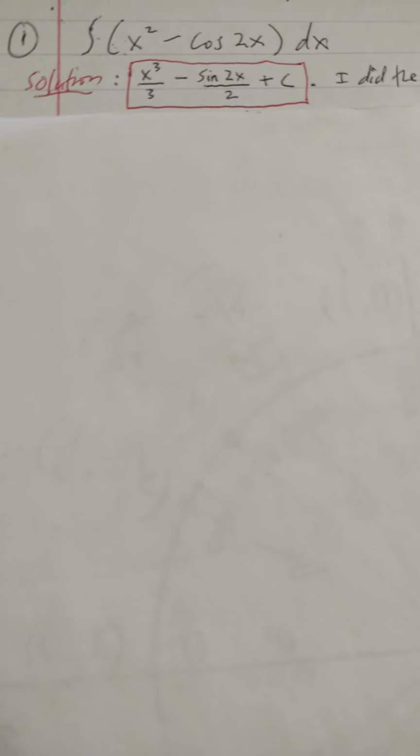So here's what we have. Here's our solution for the first problem. The integral of x squared minus cosine 2x dx is going to be x cubed over 3. And then you keep that minus sign, and the integral of the cosine of 2x is the sine of 2x divided by 2, because we're doing an antiderivative. And then don't forget the plus c.